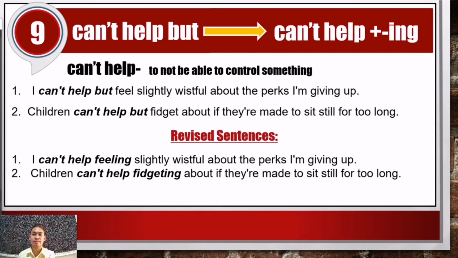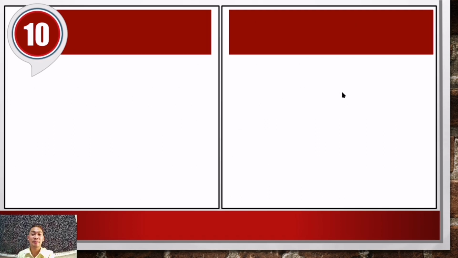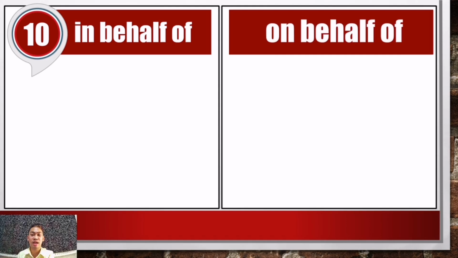Let us now proceed to the last, but definitely not the least pair of words. These are the prepositions in behalf of and on behalf of. Now, I have heard a lot of people, most especially speakers, who interchange in behalf of to on behalf of. However, to tell you honestly, if you know the meaning of in behalf of and on behalf of, there's no reason for you to interchange them.